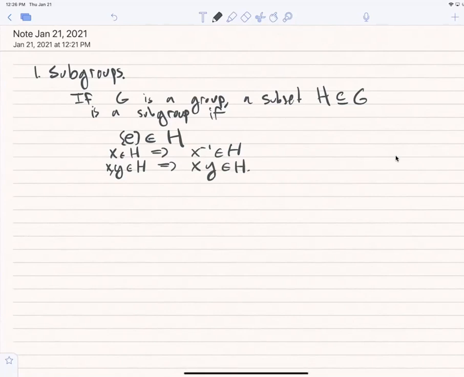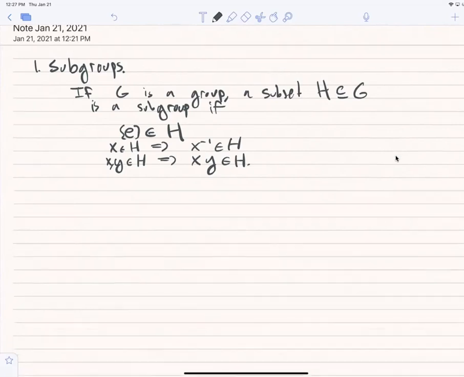So if you look in Dummit and Foote, for example, there are various lemmas. There are different ways you can cut down the number of things you have to check. But this is sort of the intuitive definition. It's just a subset that's preserved under the extra structure you have. So it's a subset that's preserved under the multiplication operation and the inverse operation, and so it contains the identity element. And just like a subspace of a vector space is just a subset that's preserved under the vector space operations.